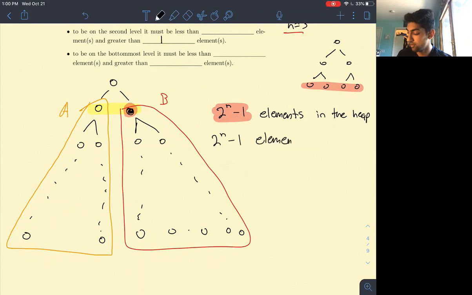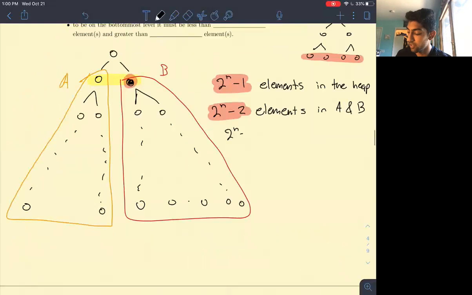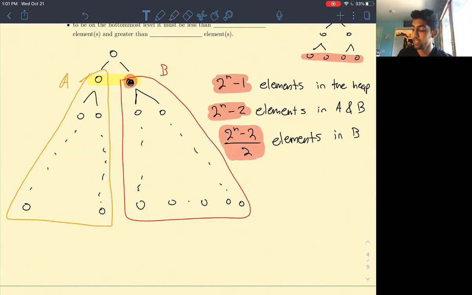The next thing that we want to do is, there's 2 to the n minus 1 elements in A and B, right? Oh, just kidding, 2 to the n minus 2. Okay, that's the second thing we can easily conclude by subtracting the root, subtracting 1 to remove the root. Okay, the next thing that I'm going to conclude is there's 2 to the n minus 2 divided by 2 elements in B, right? We can conclude this because B and A are the same size, so we can just divide by 2, okay? The next thing that we can conclude, actually, let's first do simplification. Just doing some math, we can say that there's 2 to the n minus 1 minus 1 elements in B. Okay, same thing, just simplification.